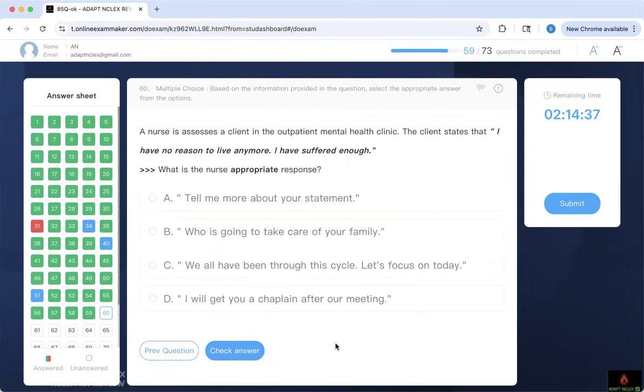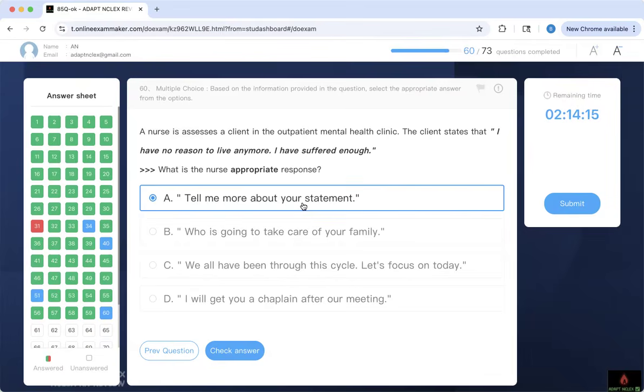And this is assessing the client in the outpatient medical clinic unit. The client stated, I have no reason to leave. Bad problem. I have suffered enough. Bad problem. What is the appropriate response? What should you say? Don't answer the question. Let the patient talk. If you're talking, ask for more. Which one is asking for more? Tell me more about your statement. I'm not going to make you a friend, but tell me more.